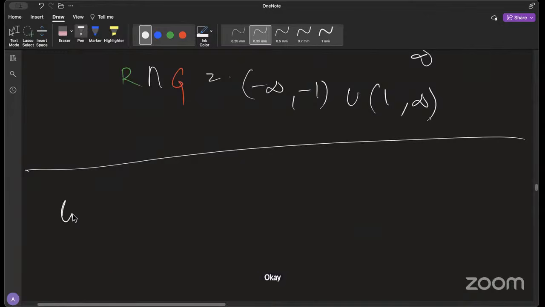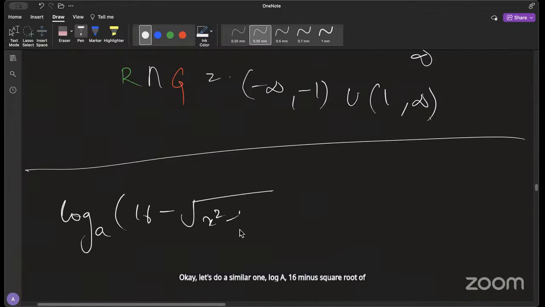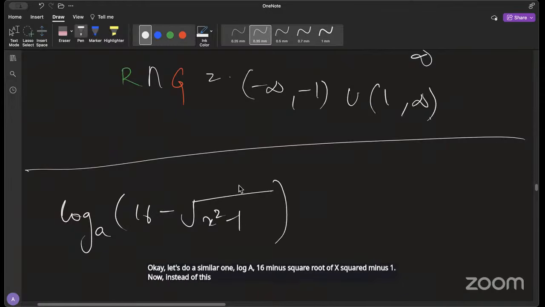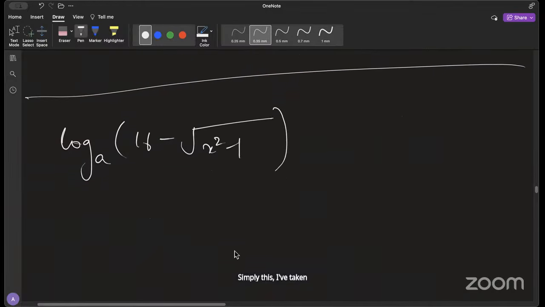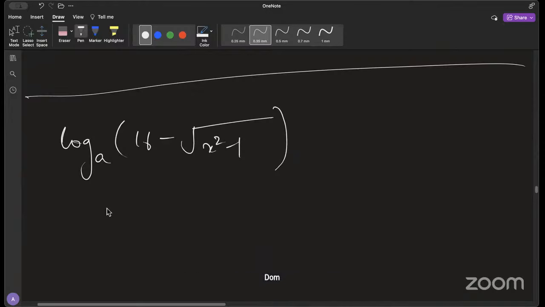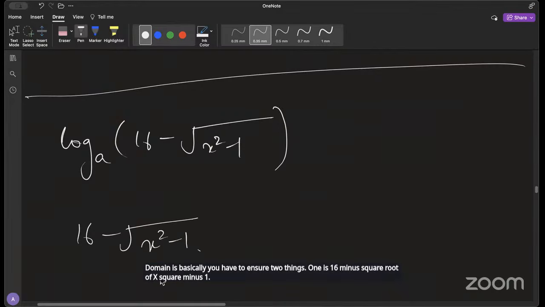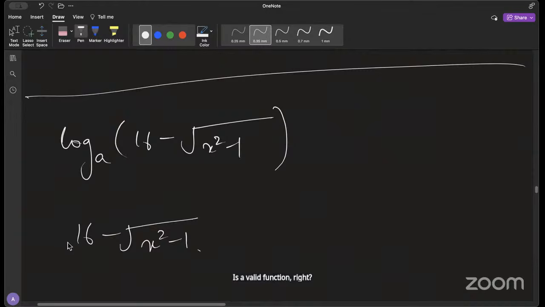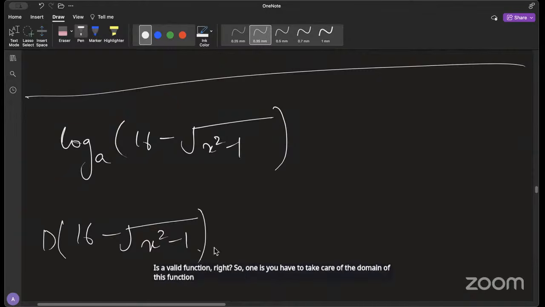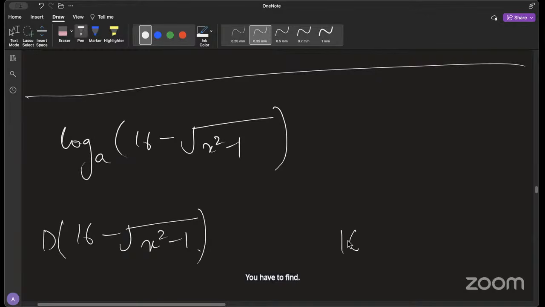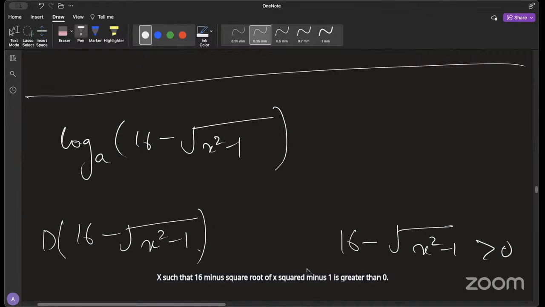Okay, let's do a similar one. Log base 16 minus square root of x square minus 1. Now, instead of simply this, I've taken 16 minus this thing. Then what should be the domain? Domain is basically, you have to ensure two things. One is that 16 minus square root of x square minus 1 is a valid function, right? So you have to take care of the domain of this function. And the second is you have to find x such that 16 minus square root of x square minus 1 is greater than 0, right?